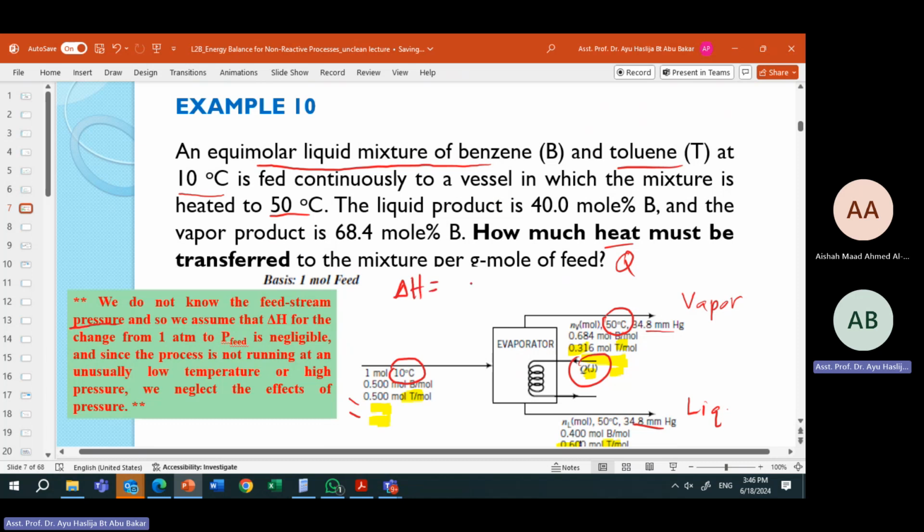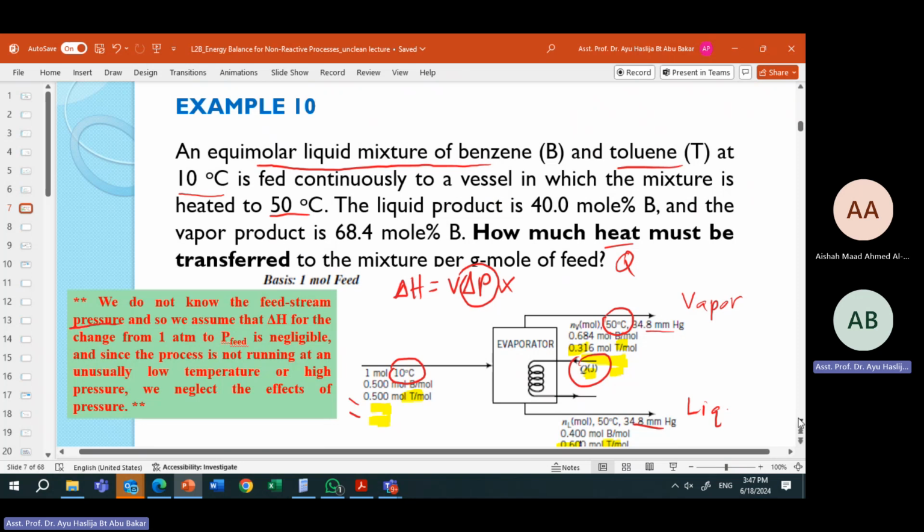So later on, to find delta H, you won't be using this equation, since we ignore the change of pressure. It involves only the change of temperature. You need to understand the process first, and then what the required value is, then how to calculate the value.